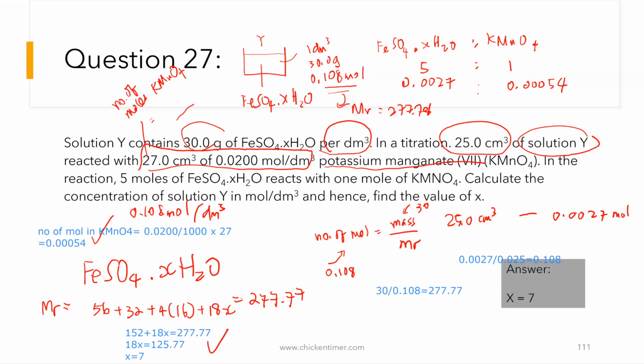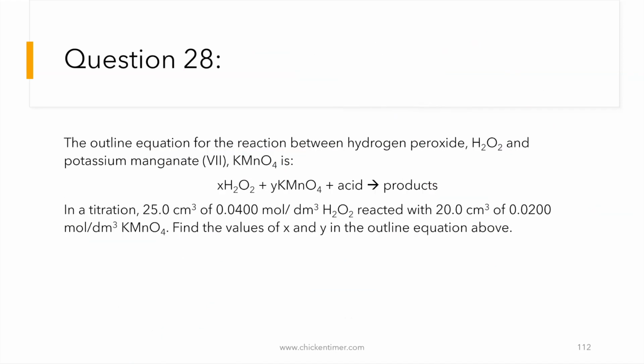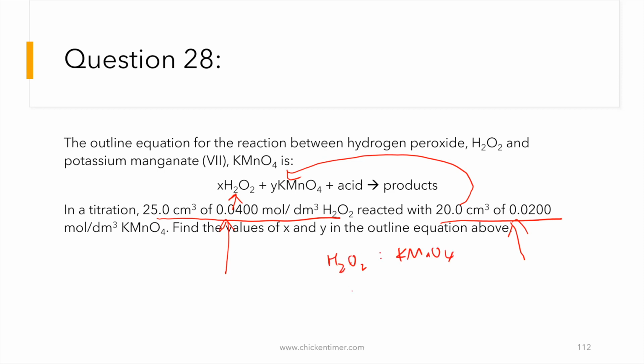This one is difficult. You have the equation like that, then X is to Y. Then they say 25 of the solution, and then you get this. So what you do is you find the number of moles of this and the number of moles of this, then just compare. You ratio like that. Once you get the answers, you find the simplest ratio. Then that is XY.